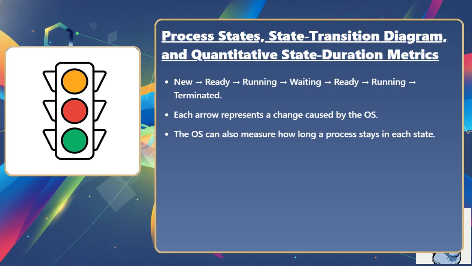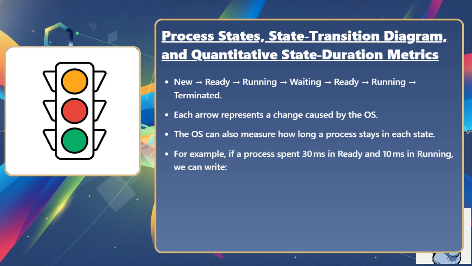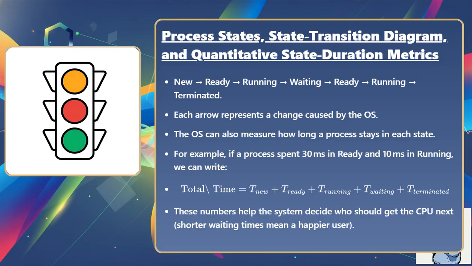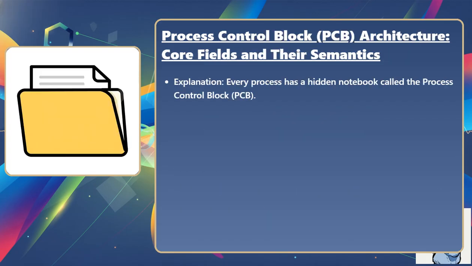The OS can also measure how long a process stays in each state. For example, if a process spent 30 milliseconds in ready and 10 milliseconds in running, we can write total time equals T sub new plus T sub ready plus T sub running plus T sub waiting plus T sub terminated. These numbers help the system decide who should get the CPU next. Shorter waiting times mean a happier user.